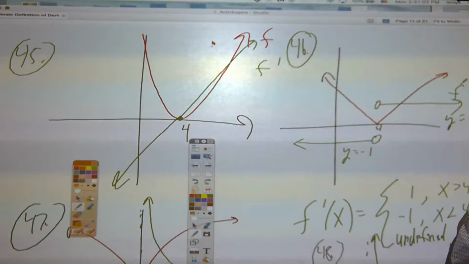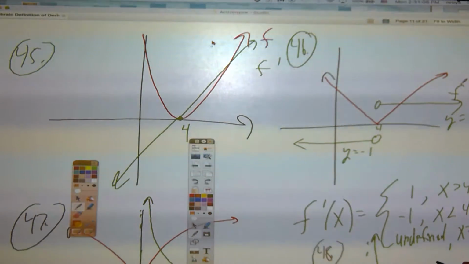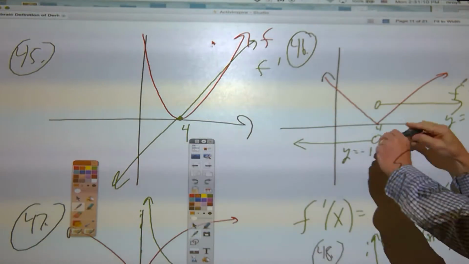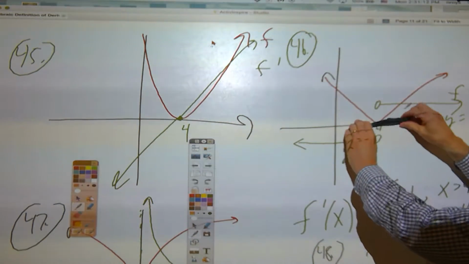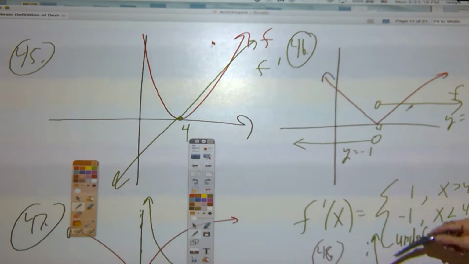Golf ball 4's height is undefined because you cannot take the derivative of a function at a point where it has a cusp. You just can't do it. There's no established slope for the tangent line, and therefore we just leave that blank.